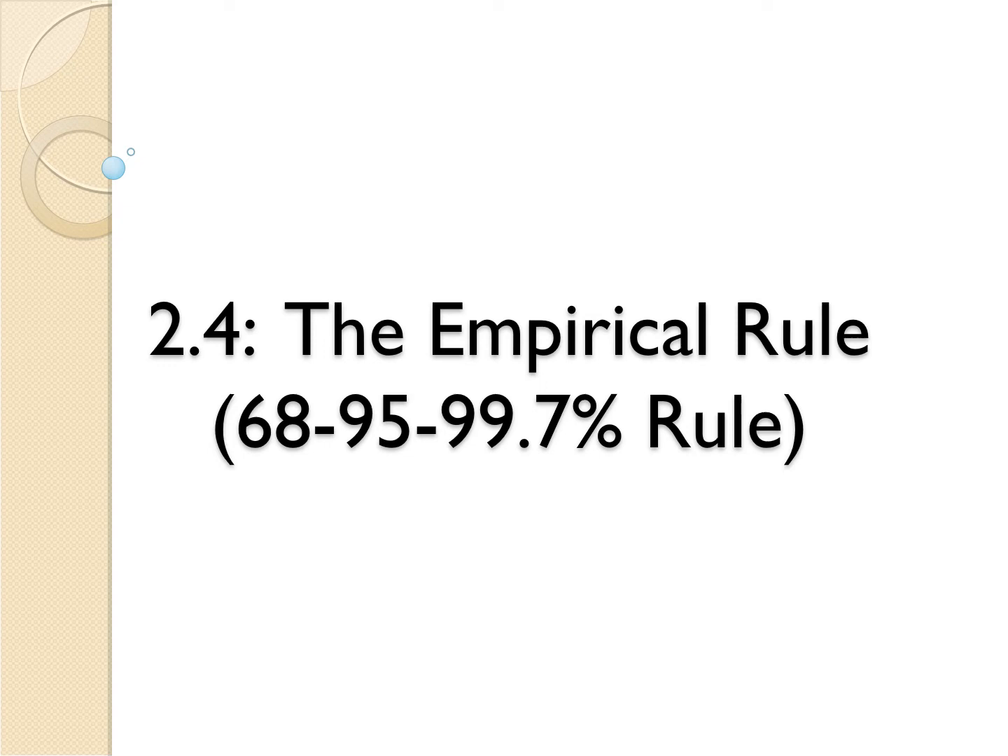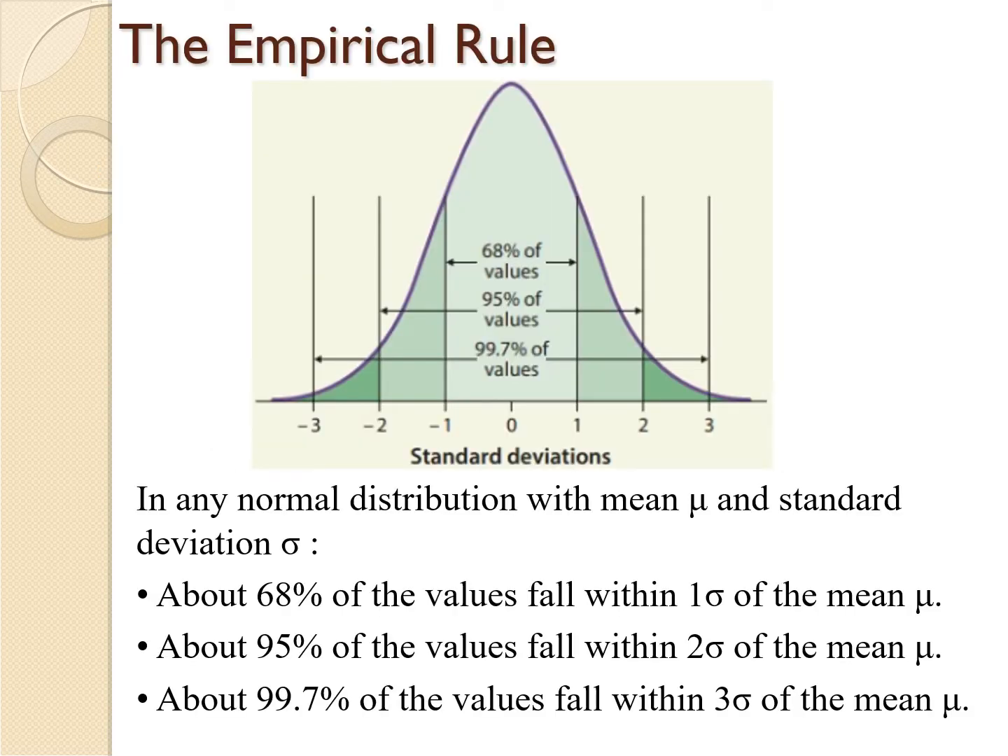In section 2.4, you're going to learn about the empirical rule, which is also known as the 68, 95, 99.7 rule. So what does the empirical rule tell us? It tells us basically that in any normal distribution, the data falls very predictably. What I mean by that is we always have the mean right in the center. In this case, it's showing a z-score. So a z-score of 0 is the mean.